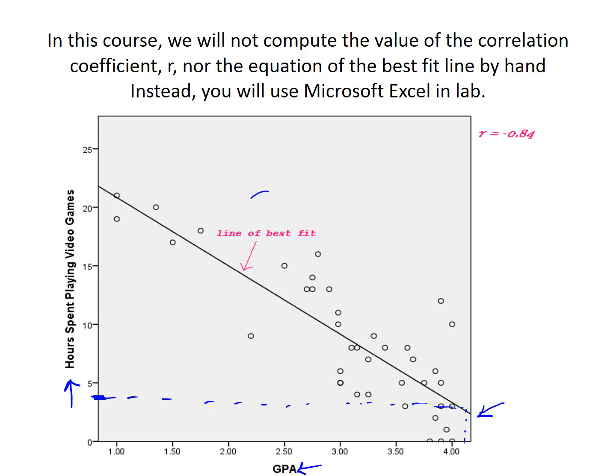So we can have Excel find the best fit line, and it will output the value of R. So you can see that these data points aren't exactly on a straight line pattern, but they're pretty close, right? So this value of R is negative 0.84. It's negative because the line's falling from left to right. But 0.84 is a pretty strong correlation.